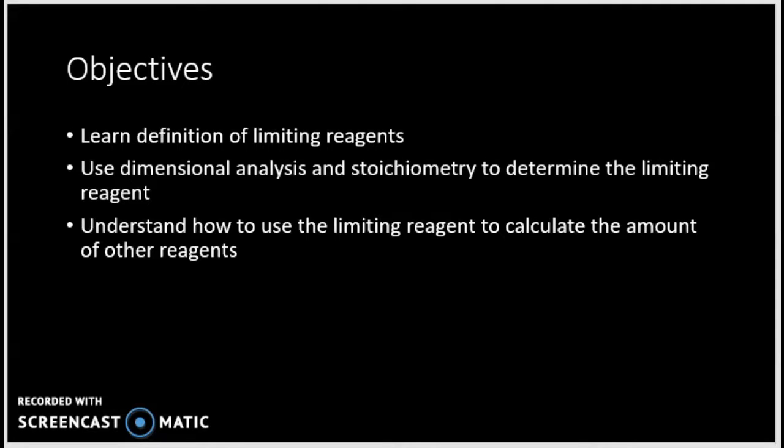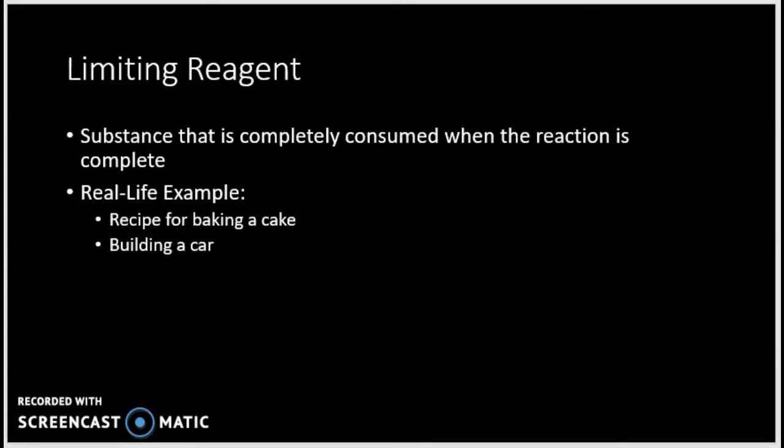So for our objectives, what we hope to reach by the end of this video are to learn the definition of a limiting reagent. Next up is how to use dimensional analysis and stoichiometry together to determine the limiting reagent in a reaction. Finally, we want to understand how to use the limiting reagent to calculate the amount of other reagents in a reaction. But then that points to the big question of what is a limiting reagent?